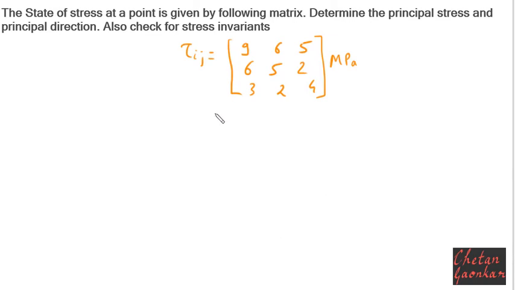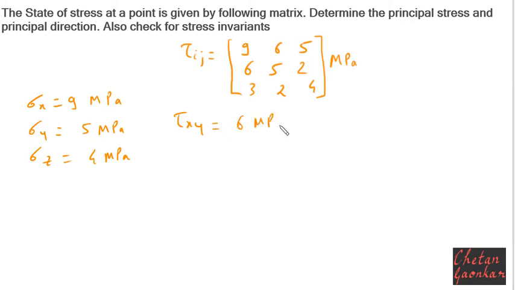This is the next problem which we will be solving now. Basically, a state of stress is again given to us. So from here we know that sigma x is 9 megapascals. Units are very important, all right. Sigma y is 5 megapascals, sigma z is 4 megapascals. Similarly, we have tau xy as 6 megapascals, tau xz as 5 megapascals, and tau yz as 2 megapascals, right? This is sigma x, sigma y, sigma z, tau xy, tau xz, tau yz.